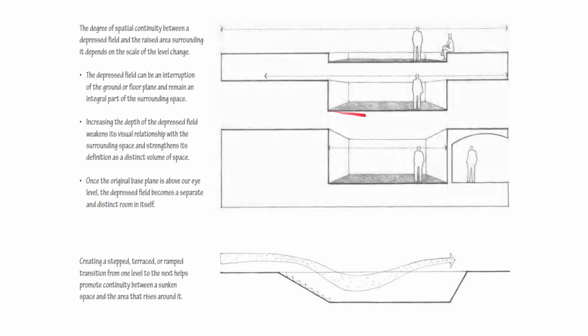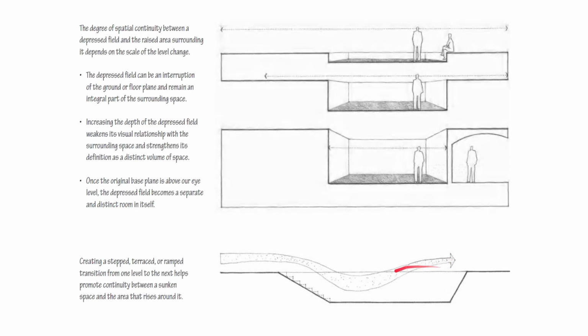For the one below it, the increasing depth of field weakens the visual relationship. As you can see, if you were of a smaller scale or frame, this would be a problem, or this would actually interrupt your view. The increase of the depth of field weakens its visual relationship with the surrounding space, and its division as a distinct volume of space. Given that we have increased the depth of the field, your line of sight will be constrained to this one, giving this a separation of space already.